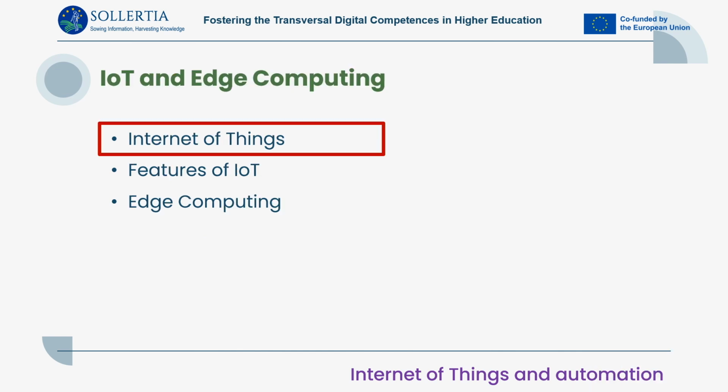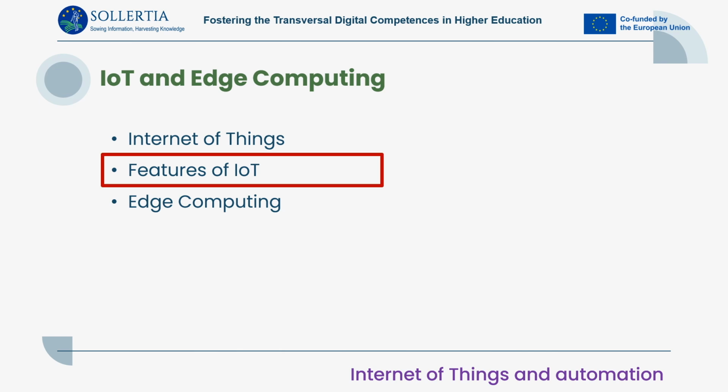The Internet of Things, or IoT for short, describes devices with sensors, processing ability, and other technologies that connect and exchange data with other devices over the internet or any other kind of network. The features of IoT can be divided into 5 groups.